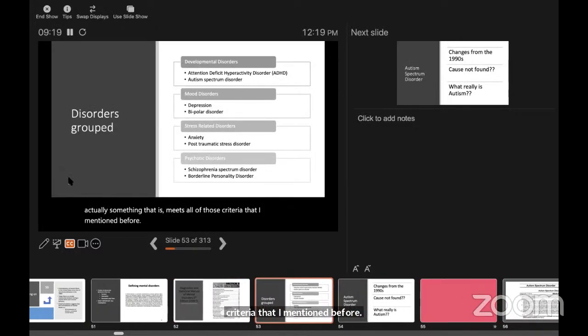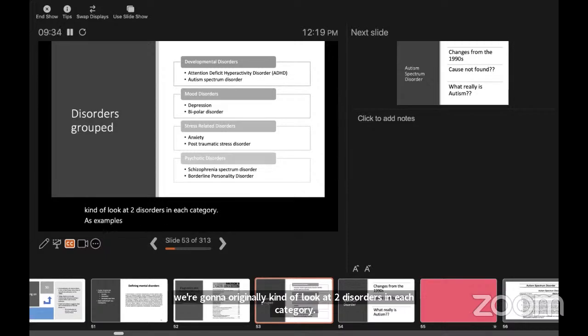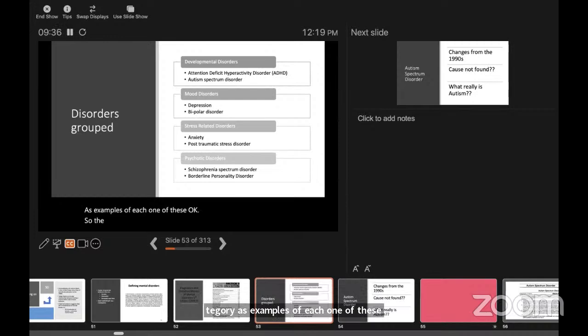But to simplify what we're going to talk about with disorders, we're going to put them into 4 categories. And we're going to originally look at 2 disorders in each category as examples of each one of these, okay? So the first one that we want to consider is developmental disorders, okay? When we're talking about developmental disorders, we're talking about disorders that are caused by a disruption in the normal development of an individual, okay?